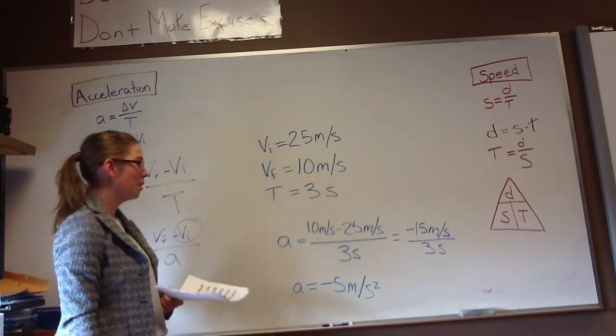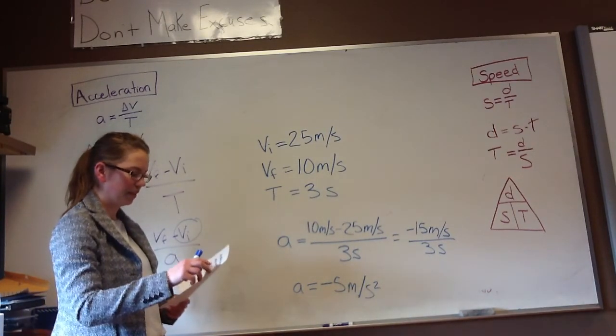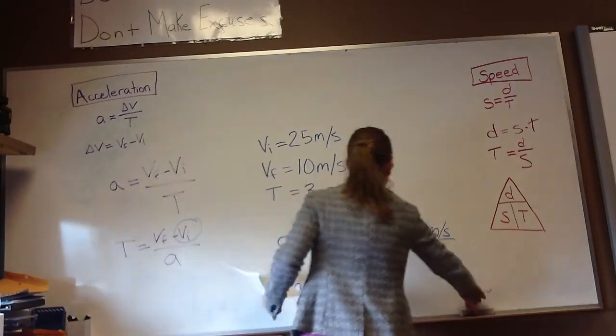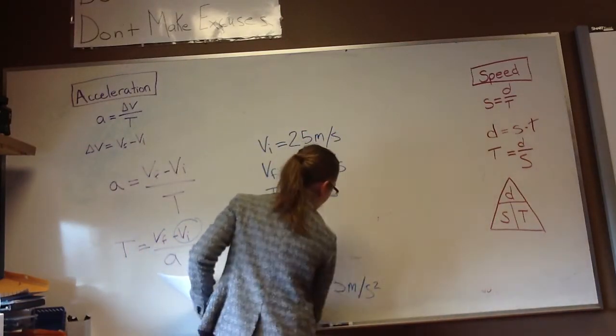The roller coaster was slowing down as it climbed the hill. Let's go on to the next problem. 2 more left.